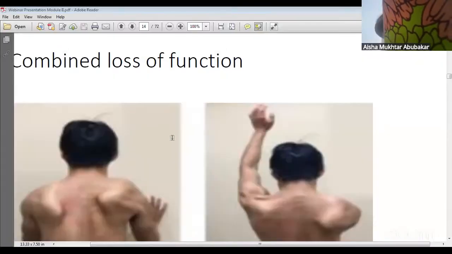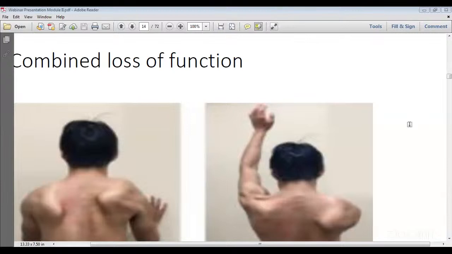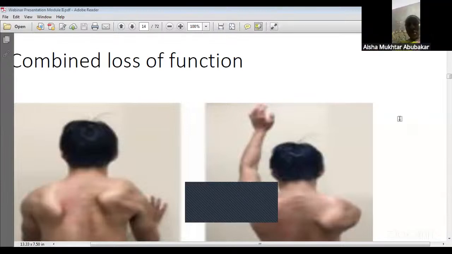Can you see my slide? No, Prof. You are not sharing. I'm not sharing? Is the thing up? Sharing? Okay, now we have it.